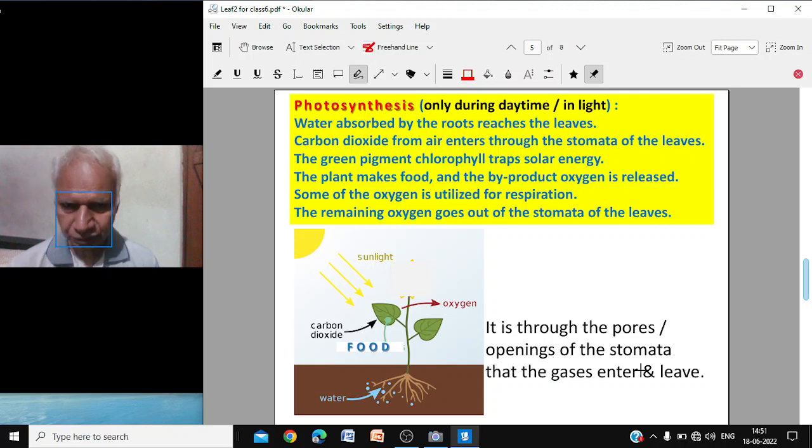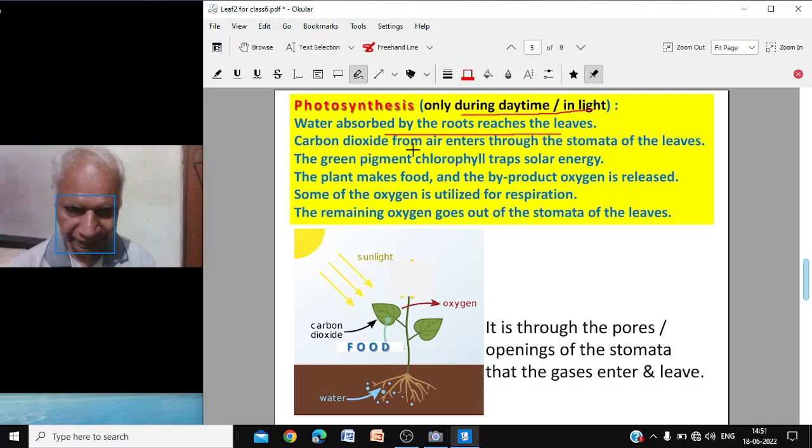Next is photosynthesis. Now this will take place only in presence of light or only during daytime. Water absorbed by the roots reaches the leaves. You know how it reaches? Through xylem tubes or xylem vessels. Xylem vessels are tubes through which water travels from the root to the leaves.